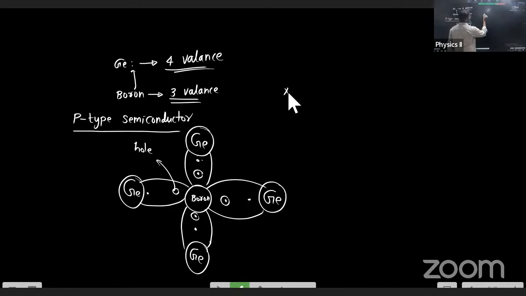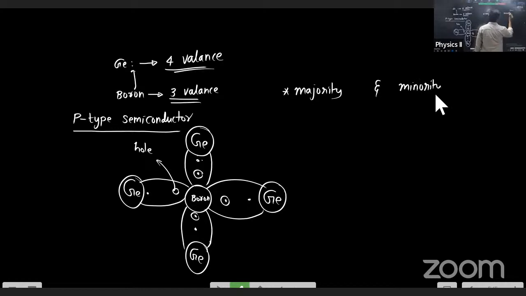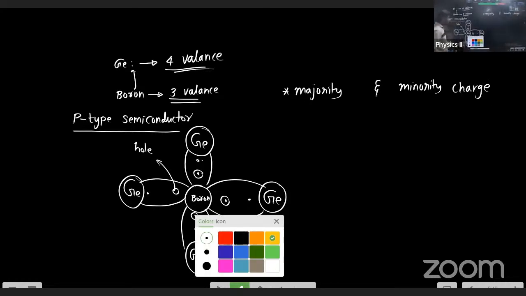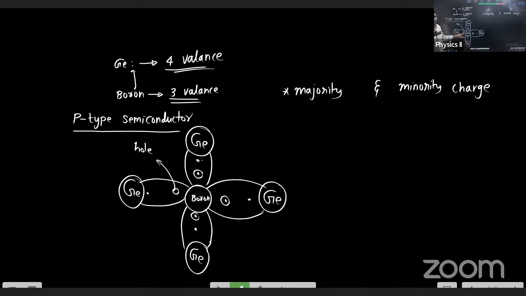Next important point: what are majority and minority charge carriers in a p-type semiconductor? See here. For each boron atom, one vacancy I am getting. Definitely I will be adding some amount of impurity. So which type of vacancies will be more? Holes will be more. So majority charge carriers in p-type semiconductors are holes, whereas minority charge carriers in p-type semiconductors are electrons. Remember this.